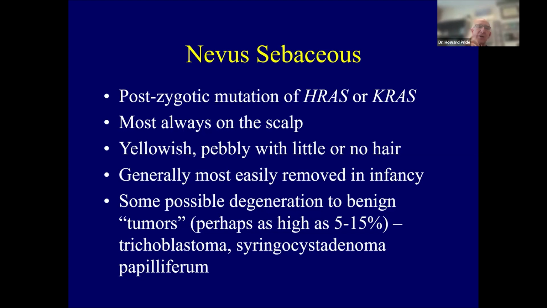And again, as we discussed, there is this possibility, and the percentages vary. I think 5 to 15% is probably a pretty good number. It's high, if anything, degeneration into these benign tumors. And trichoblastoma, which had been mistaken as basal cell carcinomas, is one of the more common, and syringocystadenoma papilliferum. If you're looking for a tongue twister to say 5 times fast, that would be a good example. Are examples of things that will grow out of these.